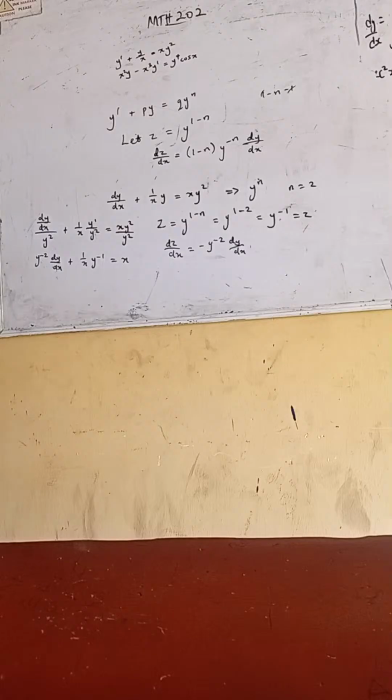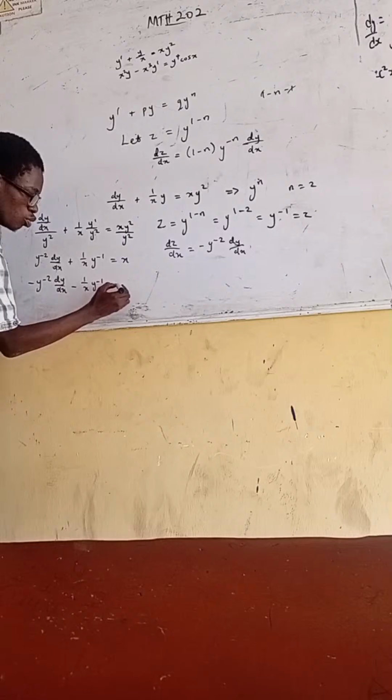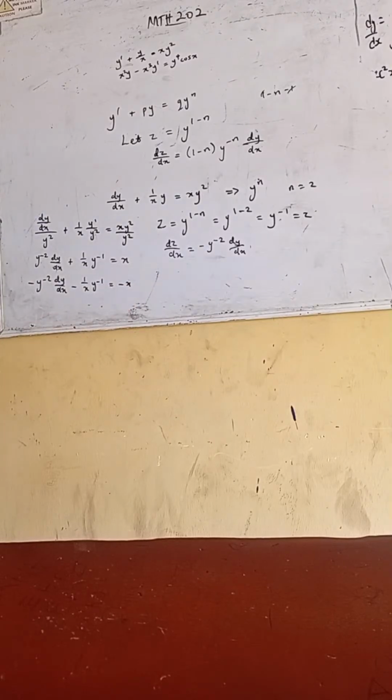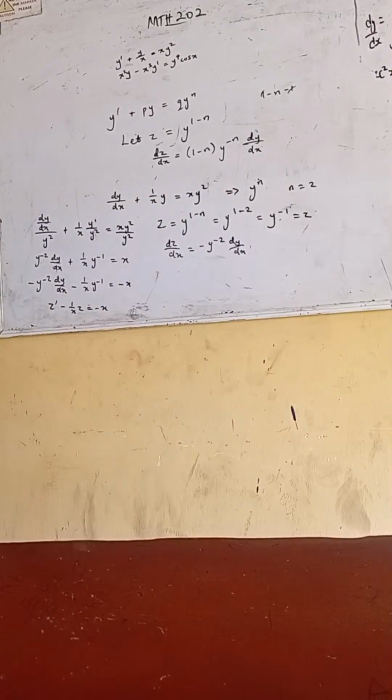Now look at this. Minus y minus 2 dy/dx minus 1 over x, y prime minus y minus 1, sorry, equals to... Do you get what I did here? So now I have the dz/dx here. This is my z equals to this. So I can now rewrite this in terms of z. z prime minus 1 over xz equals minus x. We can now use it to solve this.